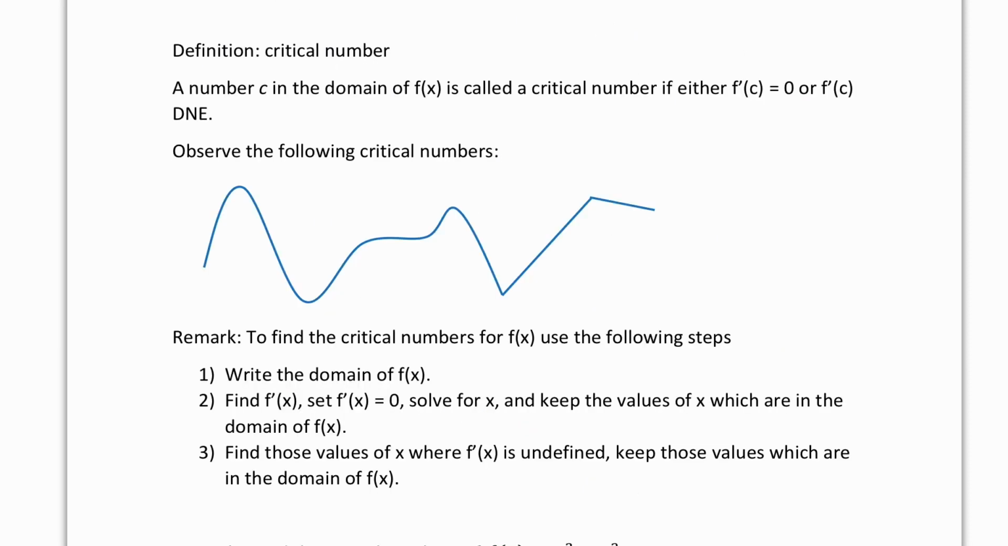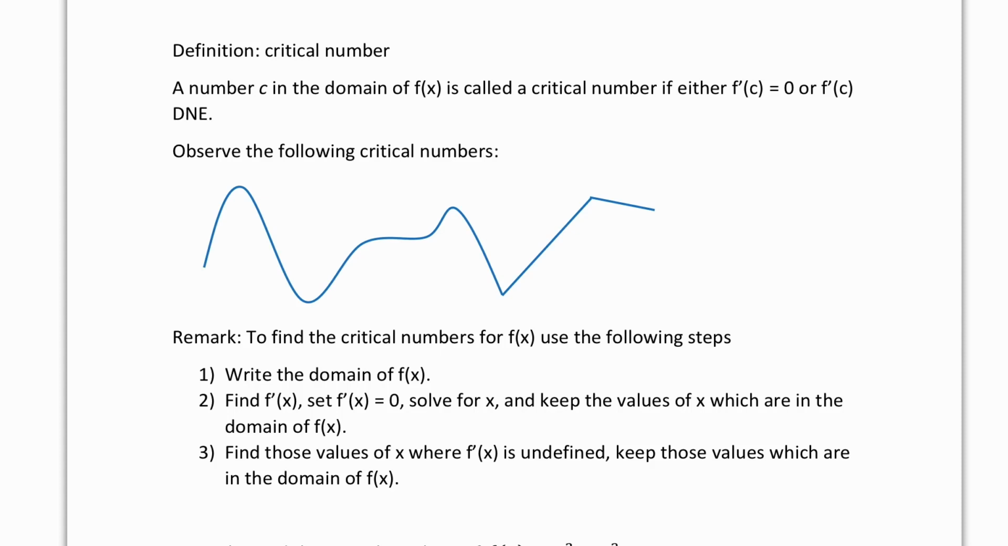Alright, it's time for a new definition. We're going to define a critical number. A number c in the domain of f(x) is called a critical number if either f prime of c equals 0 or if f prime of c does not exist. So anytime you either have a derivative of 0 or a derivative that doesn't exist, you get what's called a critical number.